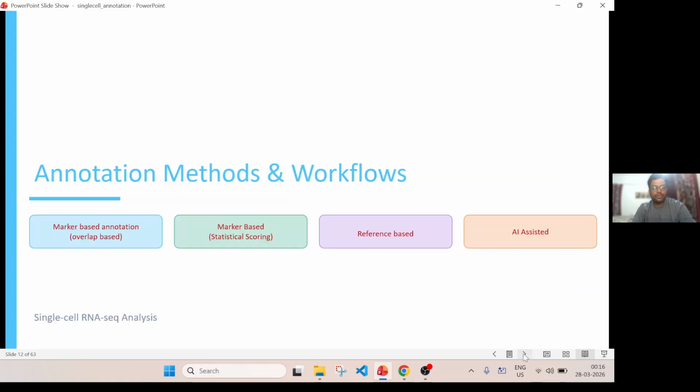So with that, we have the next 4 methods we will go through. As I said, we have the marker based, and within that you can go with the very simple overlap based and the statistical method, and then the reference based and the AI assisted approach.